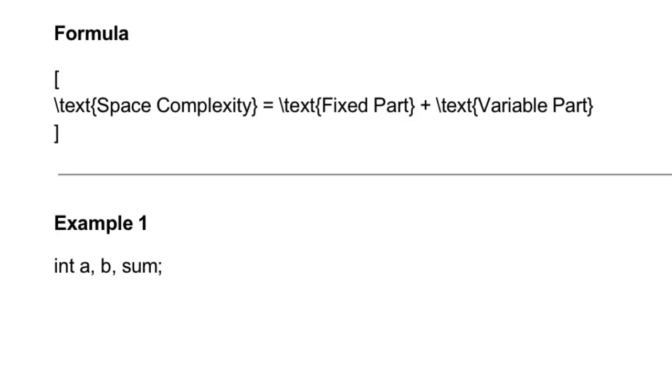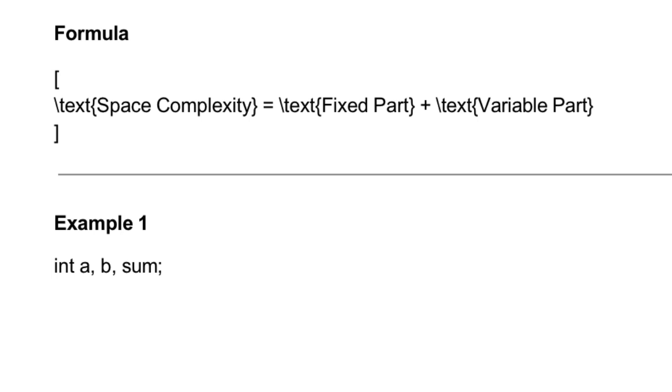In this formula, the space complexity means what? Fixed part plus variable part. The space complexity equals fixed part plus variable part. This is the space complexity formula.